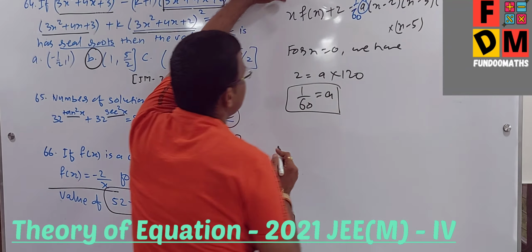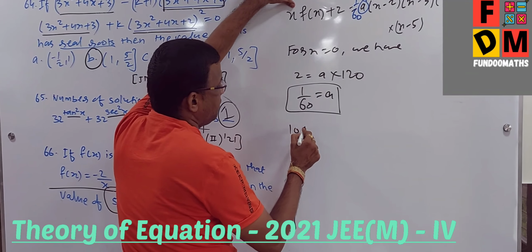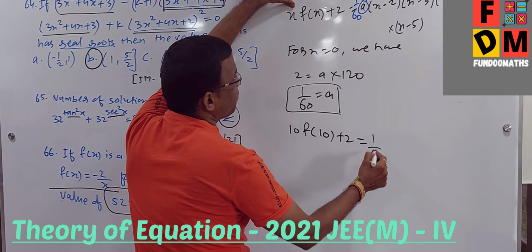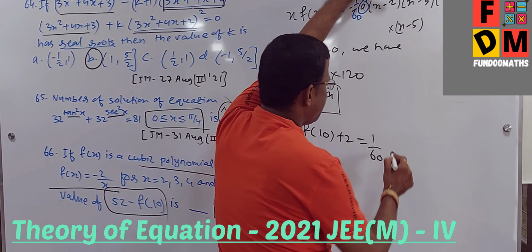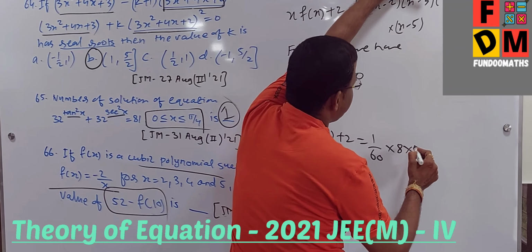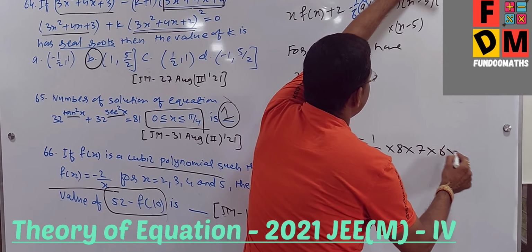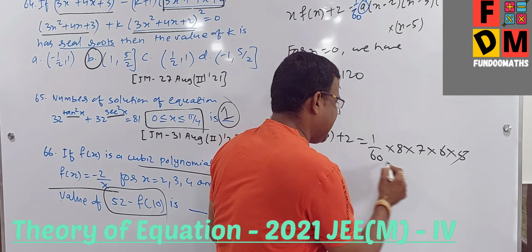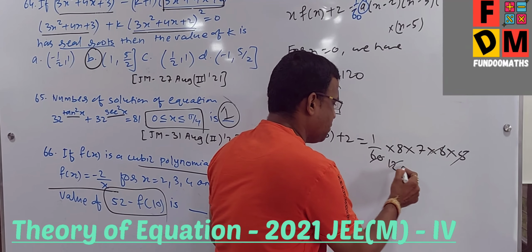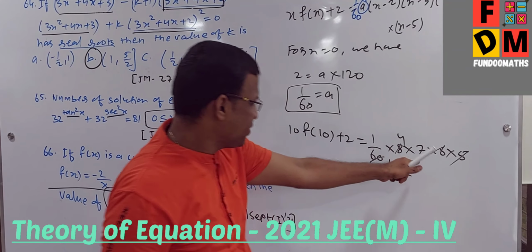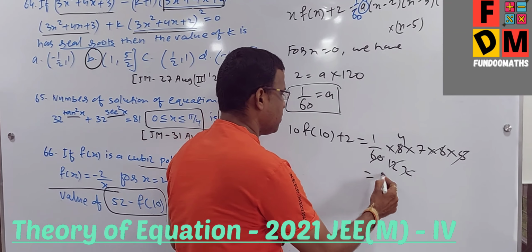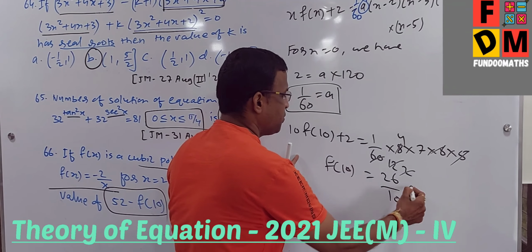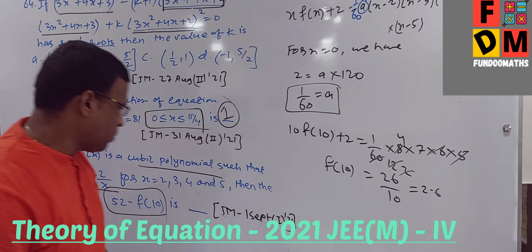So for f of 10, put x equal to 10. So it is 10 into f of 10 plus 2 is equal to 1 by 60 times the value of a. Yeah, 10 minus 2, 10 minus 3, 10 minus 4, 10 minus 5. Fine. So 5 12s are 60, then 6 2s are 12, 2 4s are 8. So 4 7s are 28 minus 2 is 26, upon 10 is f of 10, which is nothing but 2.6. So f of 10 is 2.6.